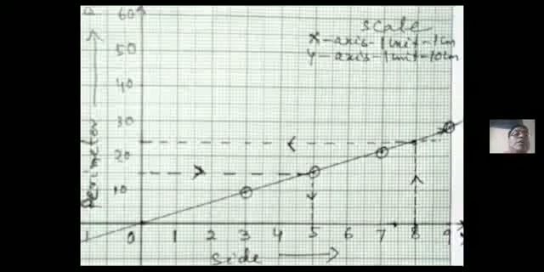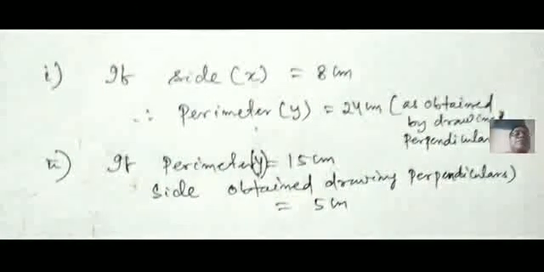Similarly, if you take a perimeter of 15 centimeter, take 15 on the y-axis, and it touches the graph at this point, draw a perpendicular to the x-axis, you will find the value of x is 5 centimeter. So that is verified. If side x is 8 centimeter, perimeter y becomes 24 centimeter. You can plot and verify this by drawing a perpendicular to the corresponding axis. Similarly, if perimeter y is 15 centimeter, the side can be obtained by drawing a perpendicular, and it is 5 centimeter.